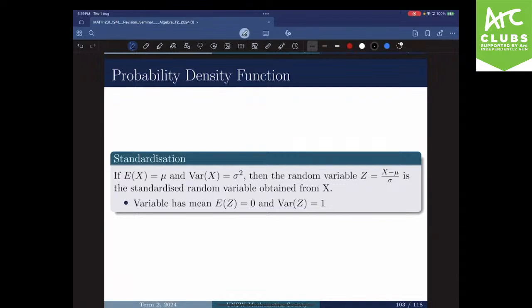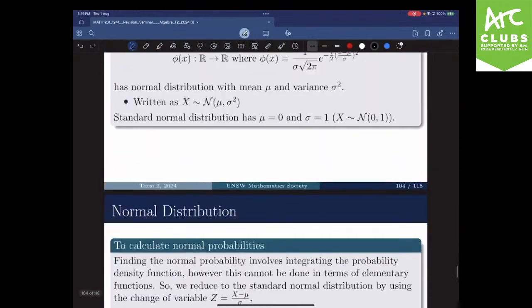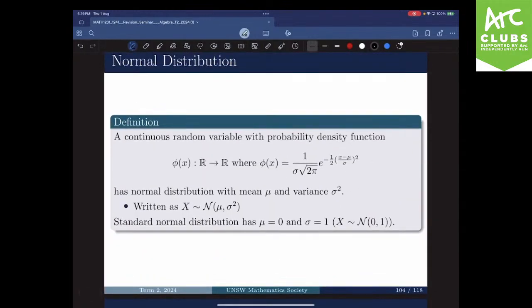This Z is essentially, I don't know if you guys heard this before, you probably encountered this in high school maths. Z stands for z-score. So the z-score is a part of the standard normal distribution. The expected value of Z is 0 and the variance of Z is 1. It explains later why we do this, but here's just a definition.